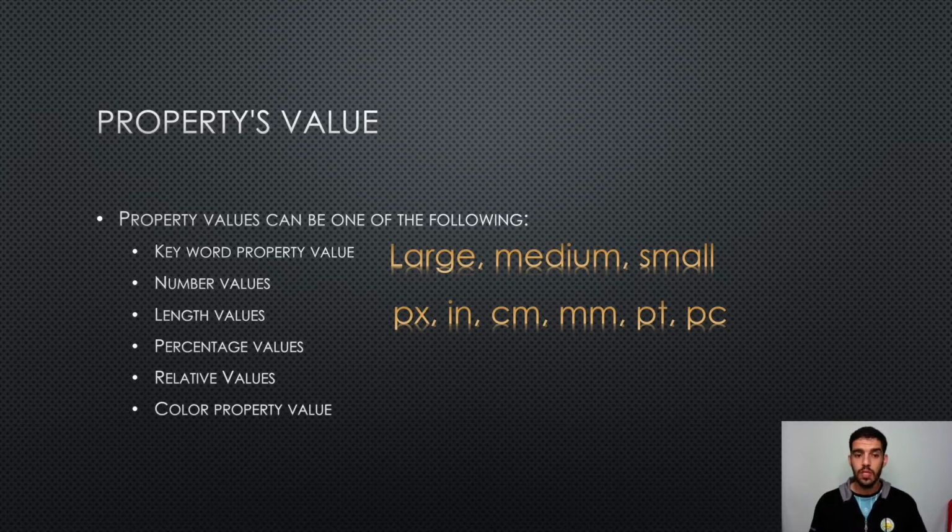And we have also relative values such as em, which means that the value will be measured relative to the element value. And the last one is the color property value, which could be a color name, RGB, or hexadecimal value.